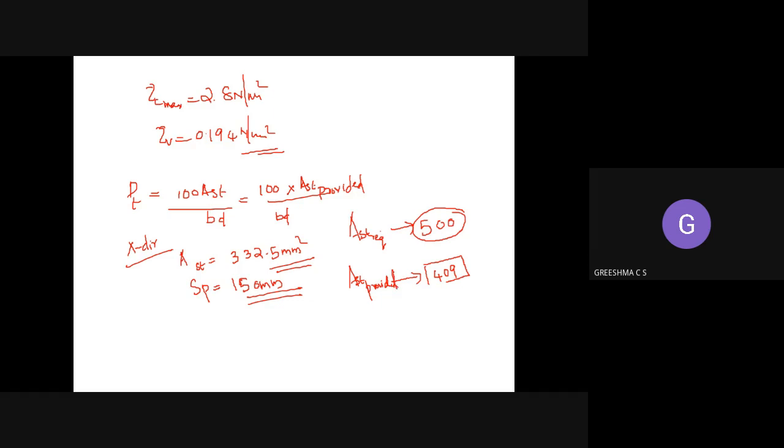Okay, this is the difference between AST required and AST provided. So very important to understand the difference between both. So here you have to calculate. Okay, so how to calculate AST provided: from this equation, spacing is equal to 1000 A5 divided by AST. Okay, so from this equation you can calculate it. That equation you can rearrange.